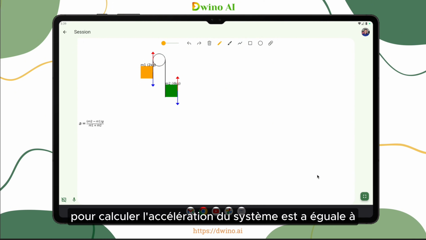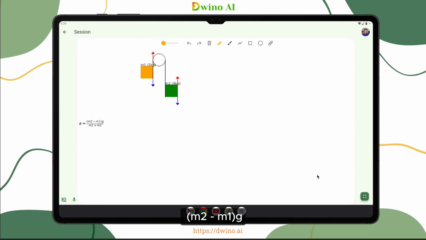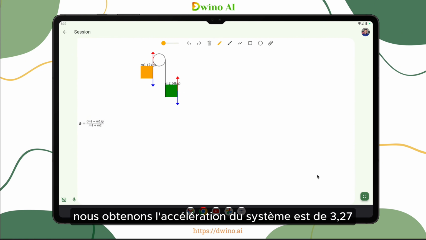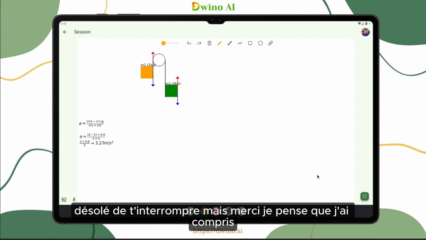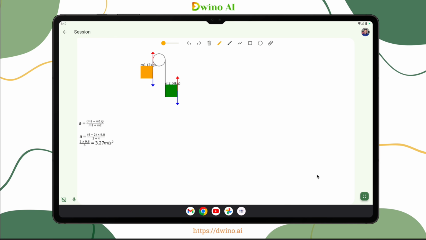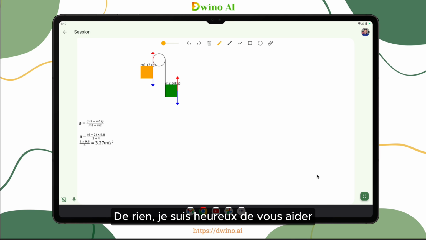Now let's calculate the acceleration of the system. The formula for calculating the acceleration of the system is a equals the difference between m2 and m1 times g divided by the sum of m1 and m2. Substituting the values, we get the acceleration of the system is 3.27 meters... Sorry to interrupt, but thank you. I think I got it. You are welcome. I am happy to help. What else can I help you with?